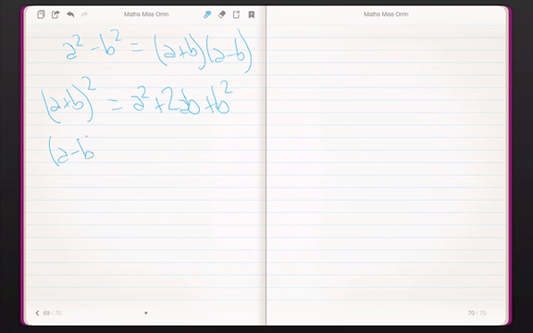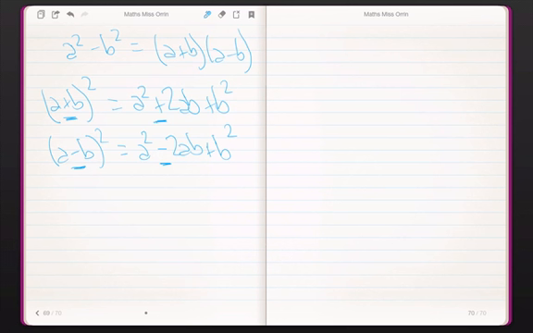Also, if you have a minus b squared, the only difference is this first sign is a negative, okay? That's the only difference. If this is a negative, this is a negative. If this is a positive, this is a positive. That's the only difference between these two things.